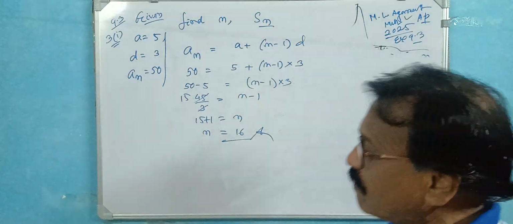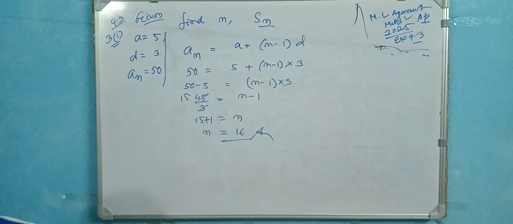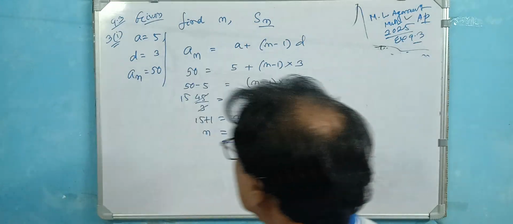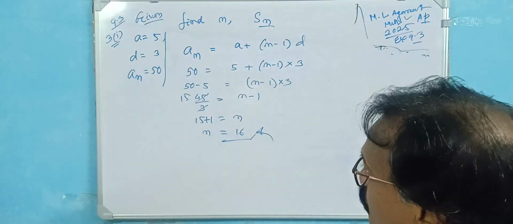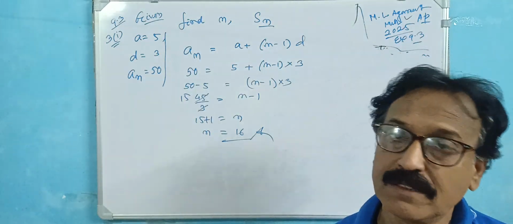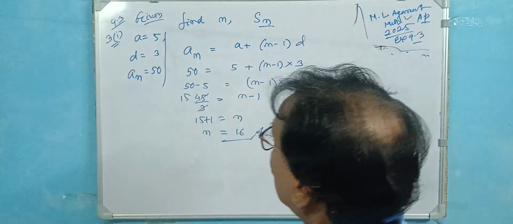What is the value of n? n is 16. During the calculation you must be careful. If one place is a mistake, the total sum will be a mistake. Now, Sn.